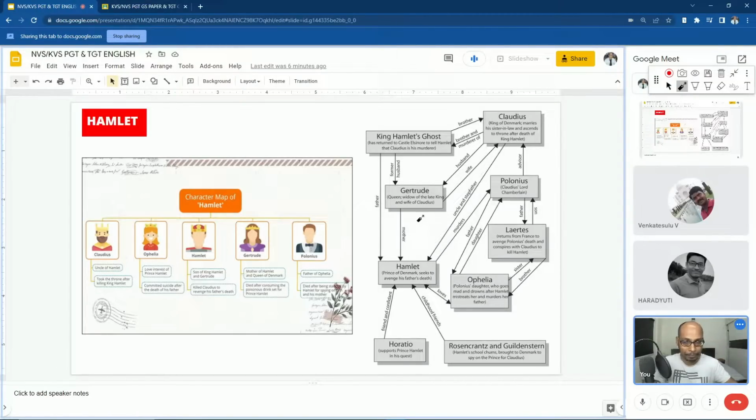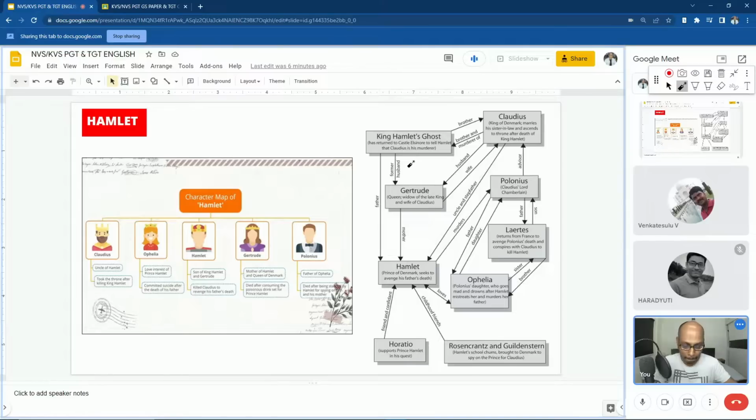Goji? Yes, sir. Right. Now, if you see the connections here, Gertrude is the queen. I'm just pointing first to the mother. Gertrude is Hamlet's mother. She is queen and widow of the late king and wife of Claudius. So she was the ex-wife of senior Hamlet and the present wife of Claudius. Then who is her husband and who is the father of Hamlet? King Hamlet's Ghost. So Hamlet's Ghost is appearing in this play, and the ghost has returned to Castle Elsinore.